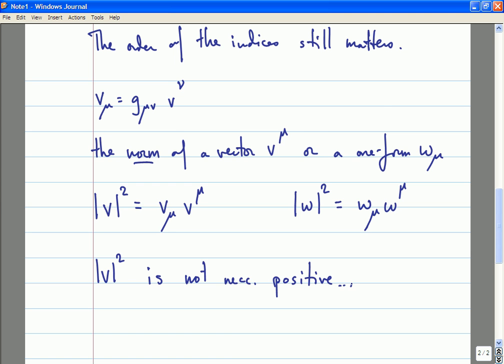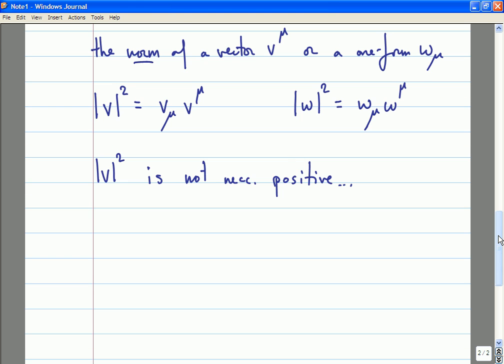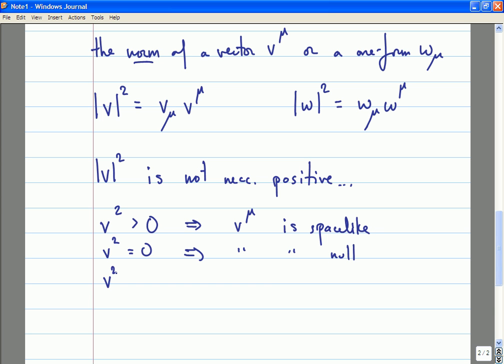And so we will see very explicitly some examples of vectors that don't necessarily have positive norm. If the norm of v is positive, then we say that the vector v is space-like. If the norm is zero, we say that it's null. And if the norm is negative, then we say that the vector is time-like.